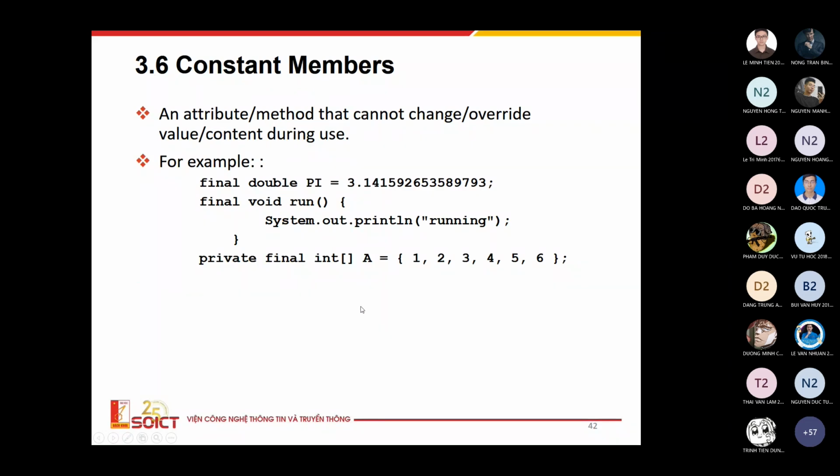And we have this slide to talk about the constant member of a class. For example, you can have some attribute or some method which cannot change or override during use. So you can declare it as the constant member of the class.